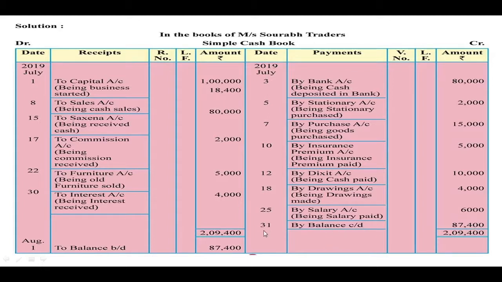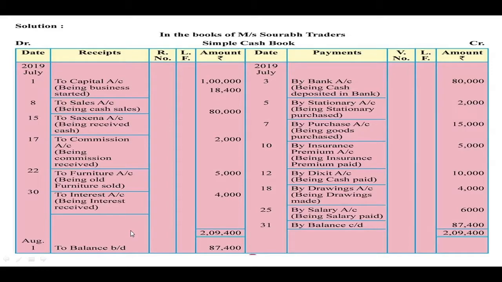So you have to write the last date of the month, that is 31st July, and then you have to write by balance carried down 87,400. Here you must have noticed that the total is written on the same line and two lines are drawn below to indicate that the account is closed. After that, this closing balance of 87,400 will become the opening balance for next month. So here 1st August to balance brought down 87,400 is written here in the amount column.